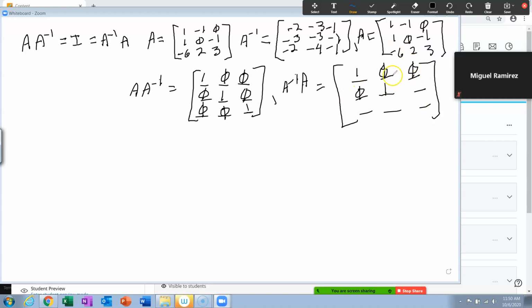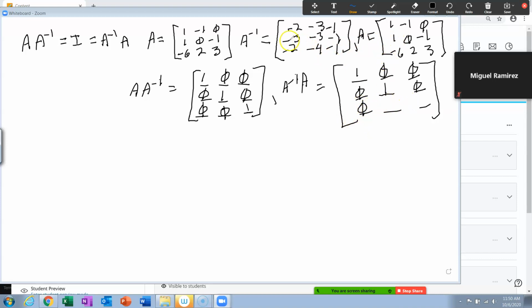The 2, 3 entry here, second row, third column, that would be a 0. Negative 3 times 0 is 0. Negative 3 times negative 1 is positive 3. Negative 1 times positive 3 is negative 3. Plus 3 minus 3 is 0. 3, 1 entry here, third row, first column, third row here, first column there. That's a minus 2, minus 4, that's minus 6, plus 6, 0.